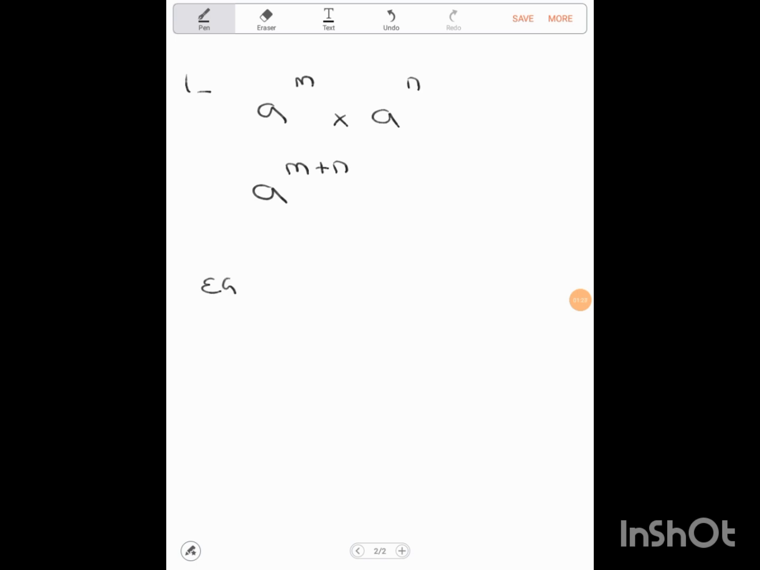Okay, let me explain this law with an example. For instance, if I give you 2 to the power 3 into 2 to the power 4, you take a single base because the bases are same. So basically this is the law that your base needs to be same. With different bases you cannot apply this law. So you will take a single 2 and then you will add up the powers. Once you add up the powers, it is going to be 2 to the power 7 because 3 plus 4 is 7.